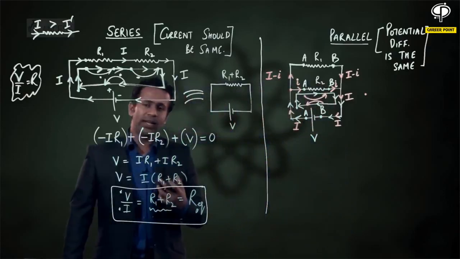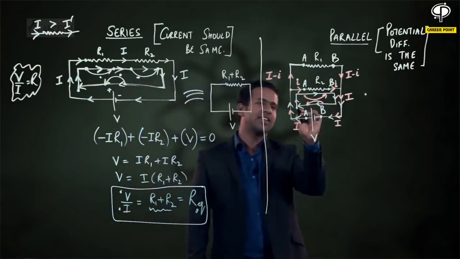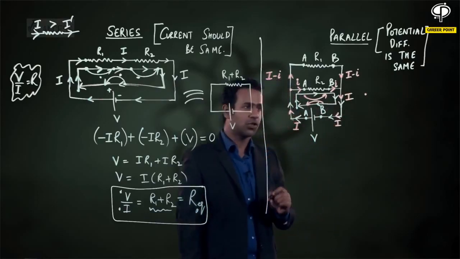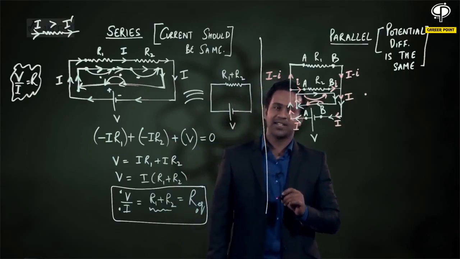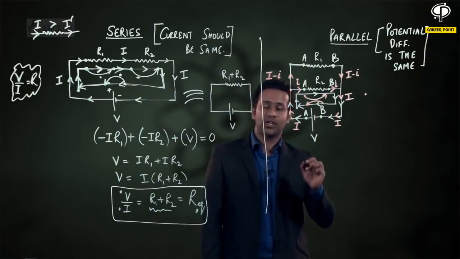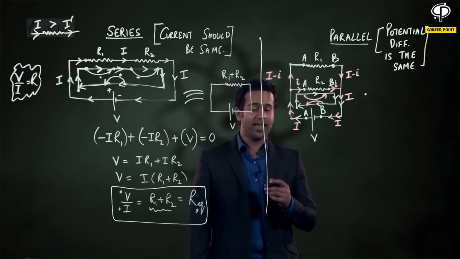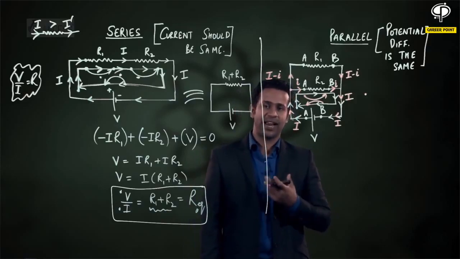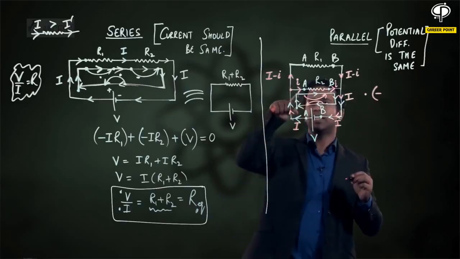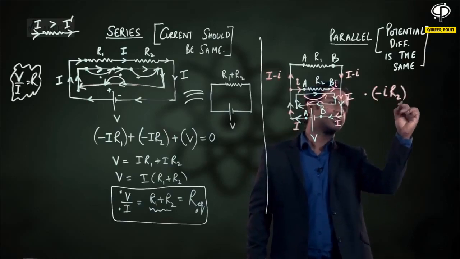Once again, notice that the direction of flow of current is the same as the direction in which we are moving through this loop. So, we have already discussed that when such a thing happens, that the direction of movement in the Kirchhoff's loop and the direction of flow of current are the same, then the potential difference is negative. So, the first term becomes minus small i into R2.